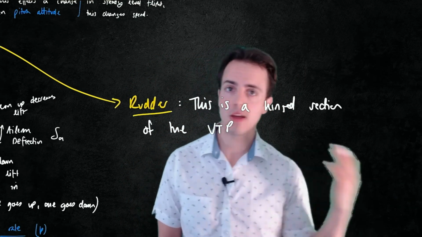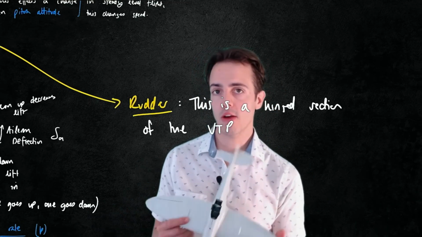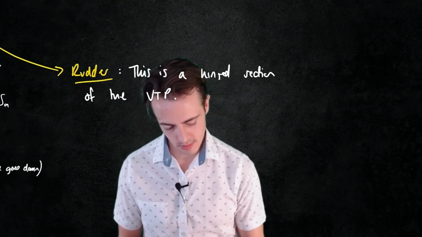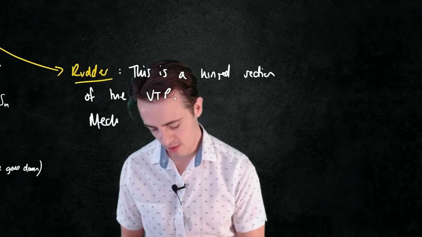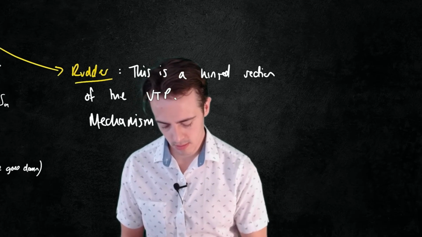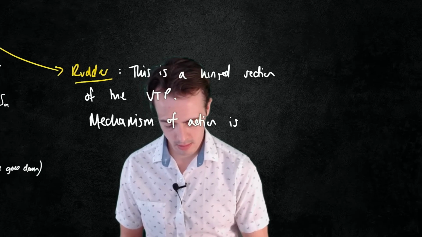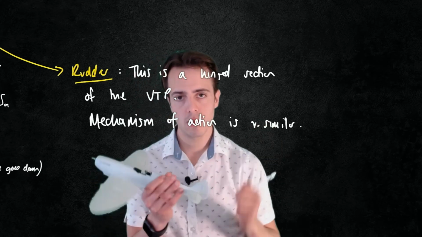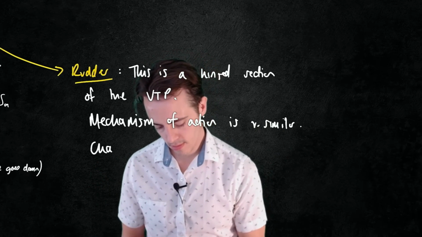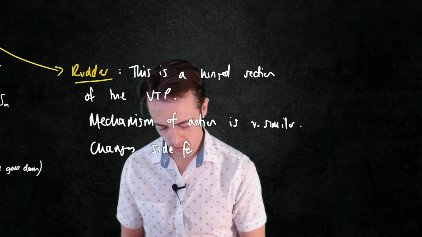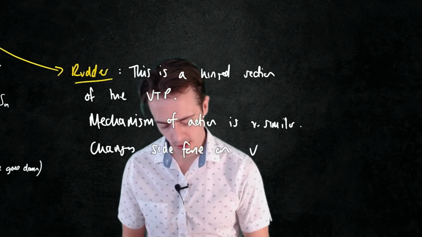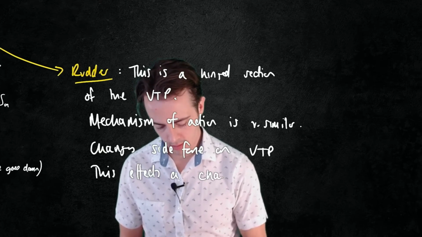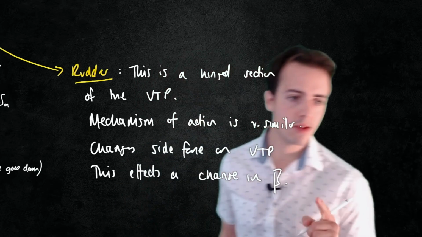We can probably appreciate intuitively how the rudder is going to affect a change in the aircraft yaw. What the rudder actually does though, we say that it changes the side slip angle. So we say the mechanism of action is very, very similar. It changes the side force on the rudder. Sorry, not the side force on the rudder, changes the side force on the vertical tailplane. This affects a change in side slip, which we give the symbol beta. Okay, so it affects a change in side slip.